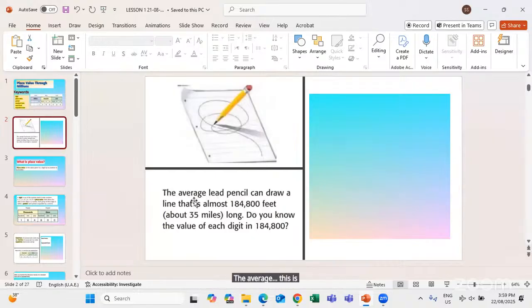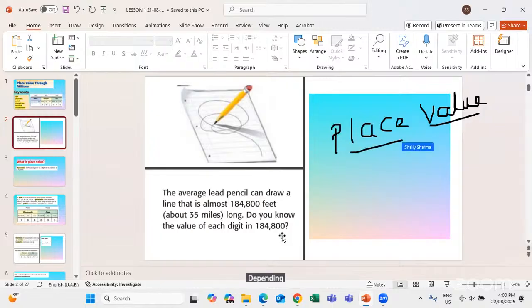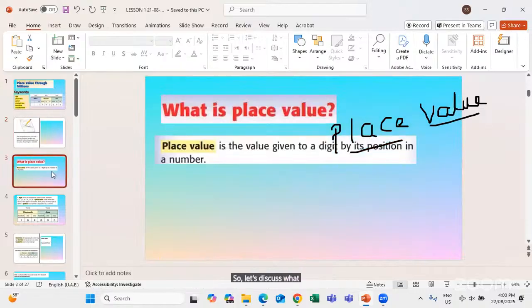This is a fact. The average lead pencil can draw a line that is almost these many feet, which is about 35 miles long. Do you know the value of each digit in this number? I am not saying this number because to say a number, we need to understand the concept of place value. If I know the value of each digit depending upon its place, I can easily read the number. So let's discuss what is a place value.